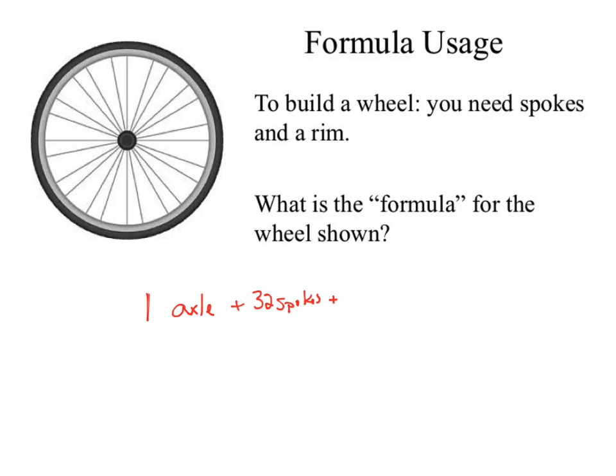So, 32 spokes. So I take an axle and 32 spokes, and I now have my wheel? No. I need a rim. How many rims do I need? One. And a tire. And an air tube. And we can say a tube.